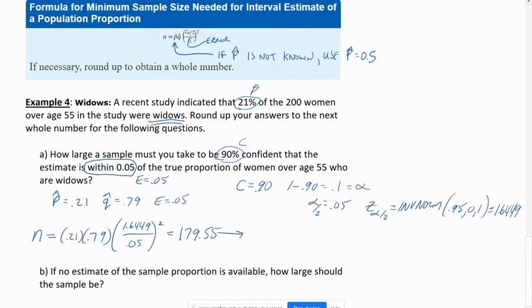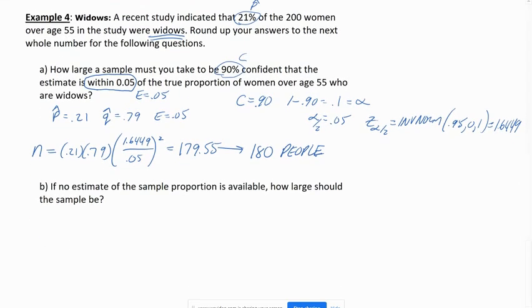179.55, and we always round up, as it says here, if necessary, round up to obtain a whole number. We're talking about the minimum number of people that we want to survey, so it does make sense to round up to 180 people minimum. So we need to have at least 180 people in our survey to be confident that the true percentage is off by no more than 5%, 0.05. Okay, so that's our minimum sample size, 180 people, to have that confidence.